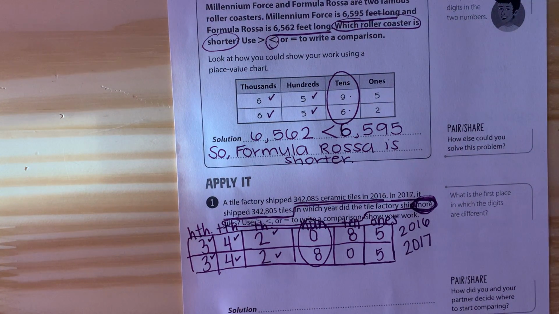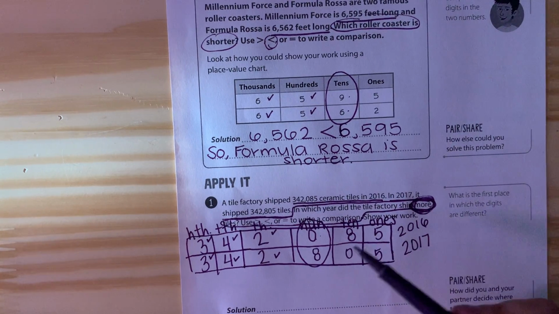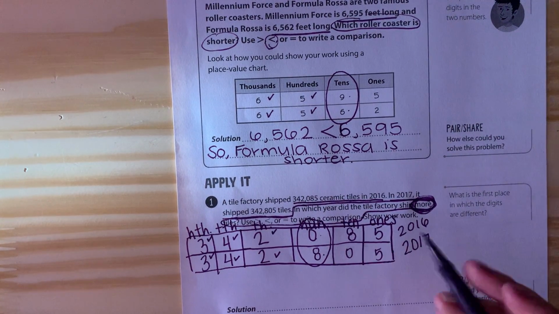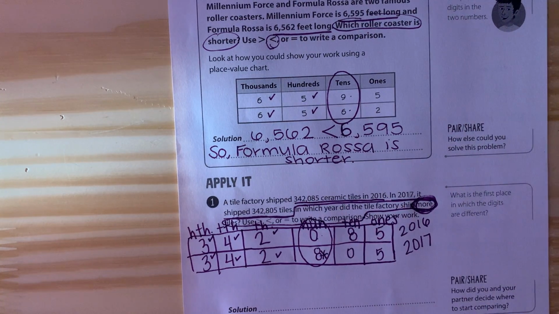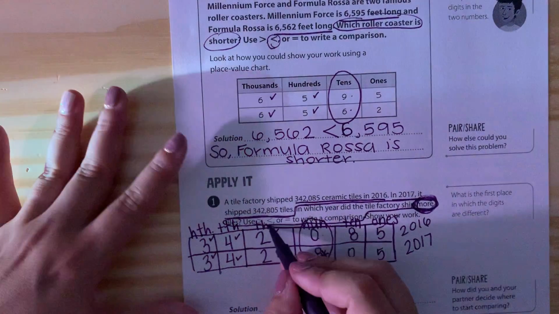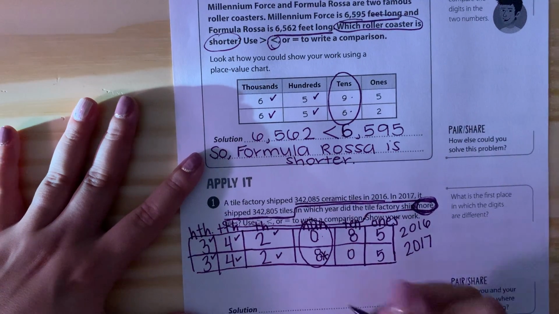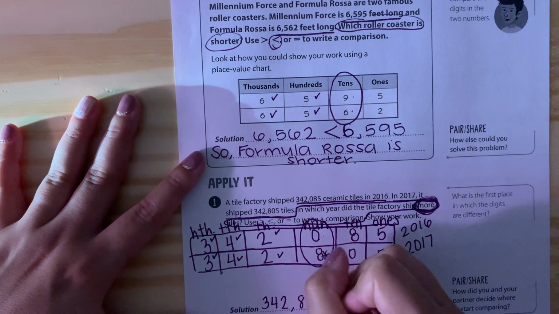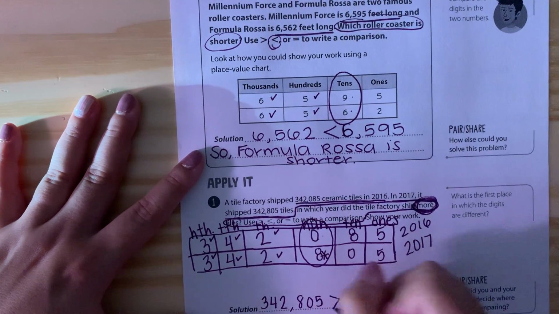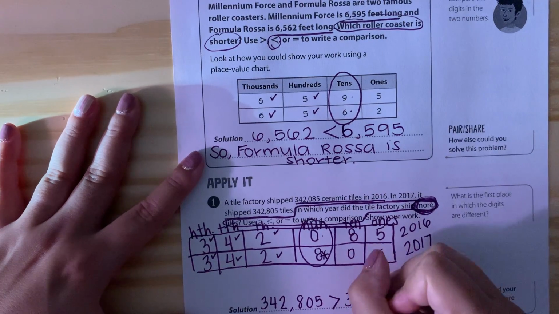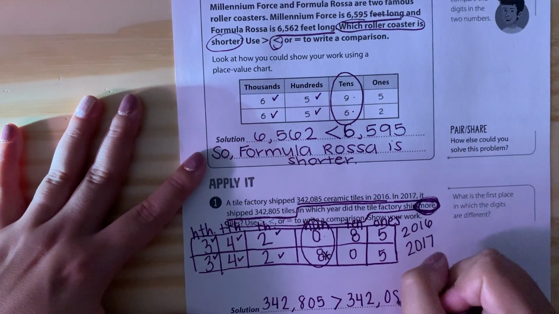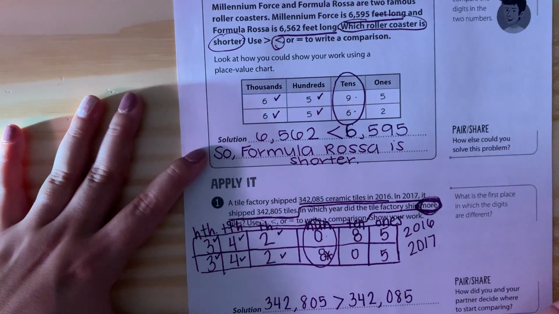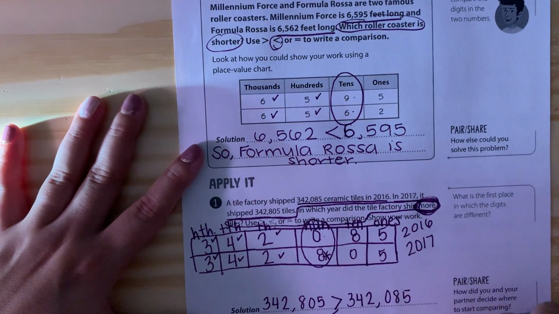From here, we know these numbers do not match, and we know that the bigger number is going to be the larger number overall, because this is really showing 0 hundreds, and this is showing 8 hundreds, so we know this number is bigger. So, using our greater than, less than, or equal to signs, we can say that 342,805 is greater than 342,085.